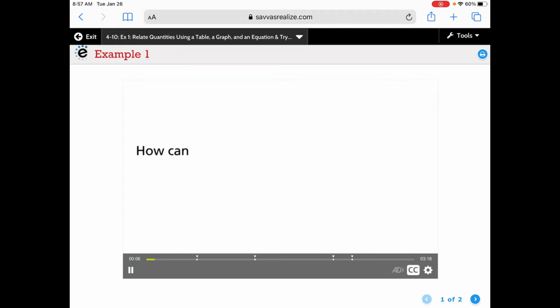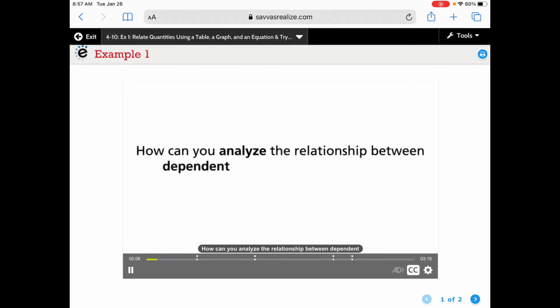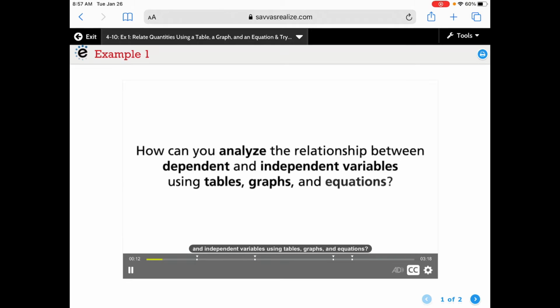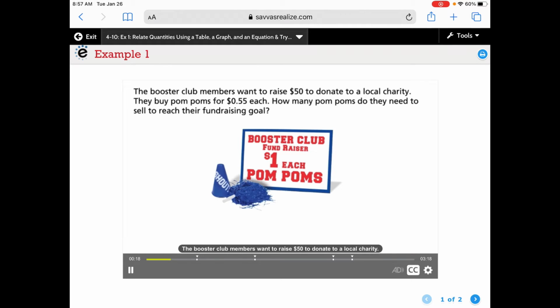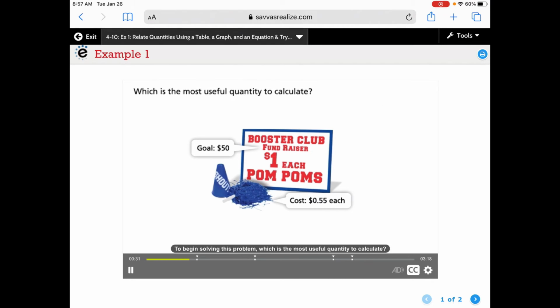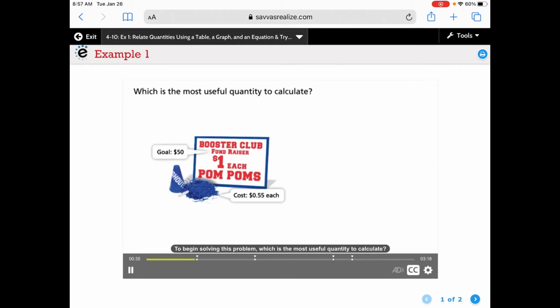Follow along as I read. How can you analyze the relationship between dependent and independent variables using tables, graphs, and equations? The Booster Club members want to raise $50 to donate to a local charity. They buy pom-poms for 55 cents each. How many pom-poms do they need to sell to reach their fundraiser goal? Which is the most useful quantity to calculate?